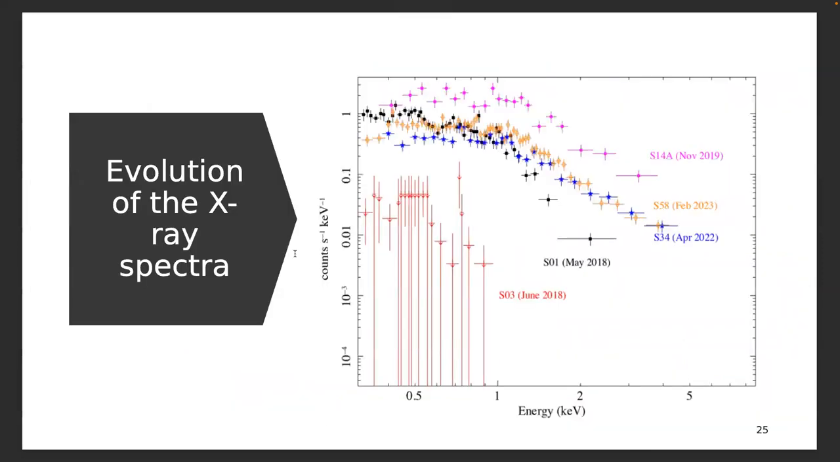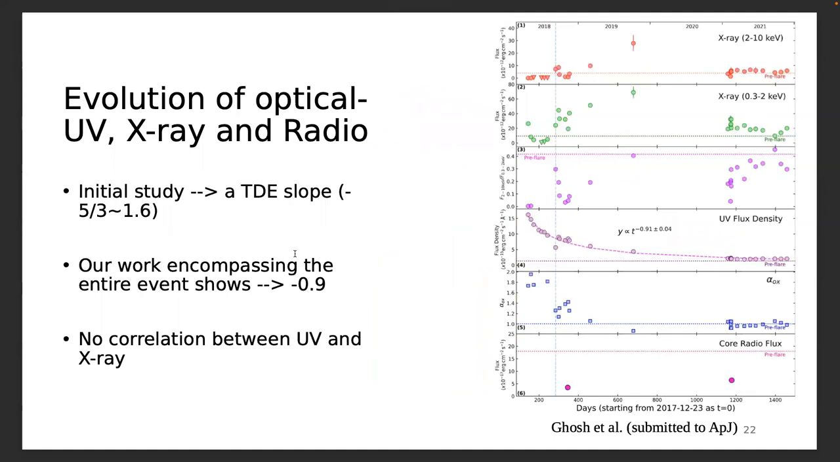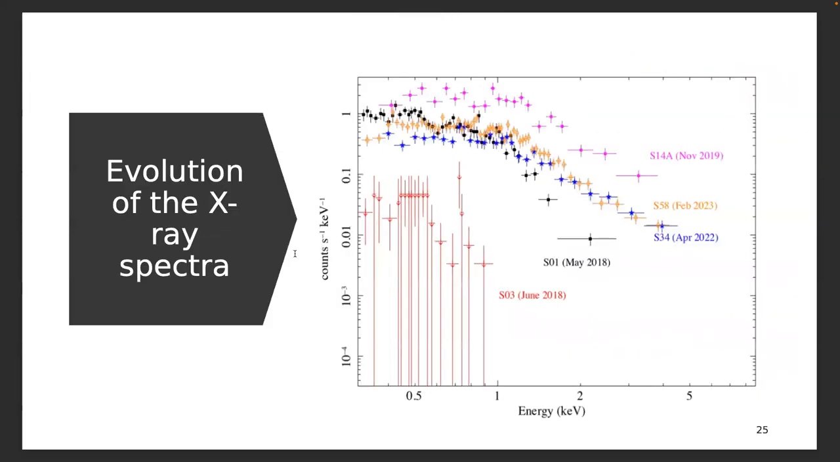And this is the spectra at different phases. As you can see, this is the part where the corona was completely gone. We don't see a spectrum, only upper limits. And there are some phases, the initial phase or high soft state, where the soft emission, for example this part, as you can see here, was quite high. The hard X-ray part was also quite high. This is the S14A point we are talking about. So here, as you can see, both soft and hard X-ray were quite high, and this is shown by this magenta S14A.